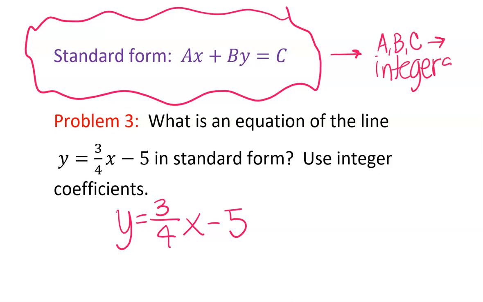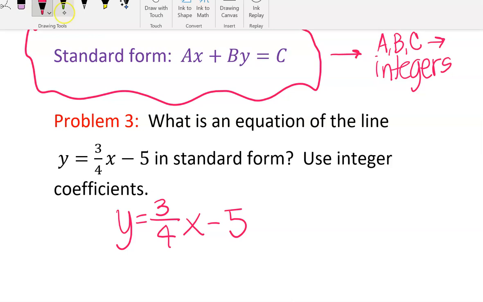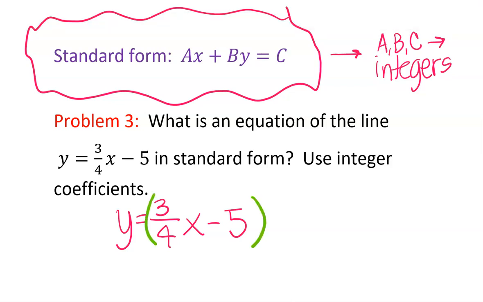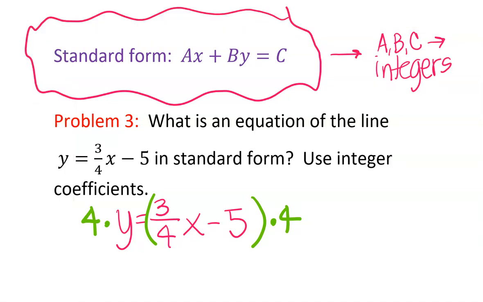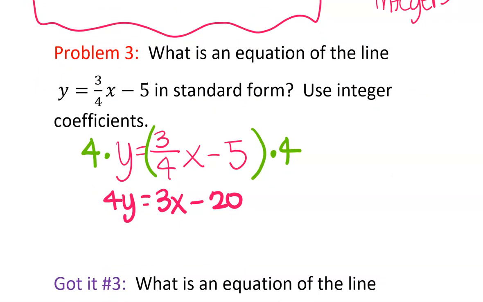And usually a, b, and c are integers. Okay, so to get rid of the fractional parts, we're going to multiply both sides by 4. So we get 4y equals, now this 4 cancels out the 4 on the bottom, 3x, and then negative 5 times 4 would be negative 20. Then we get the x and the y on the left side, so negative 3x plus 4y equals negative 20.